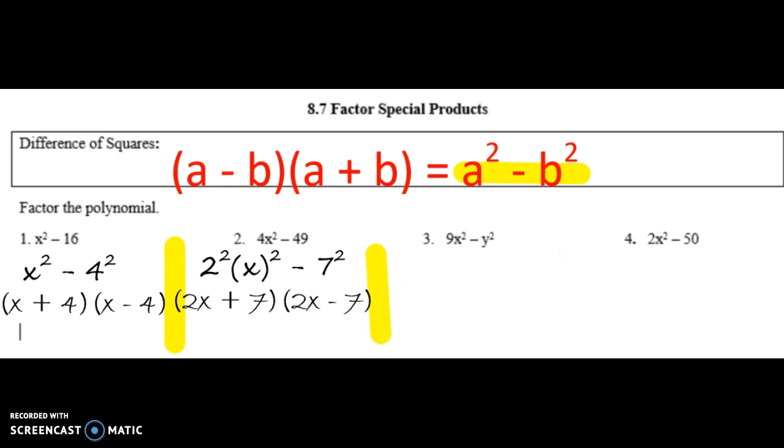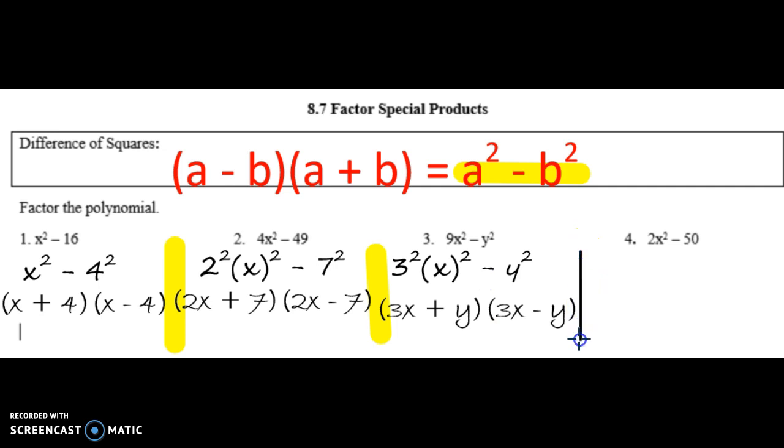And then next, I've got 9x squared and y. So 9 is a perfect square, so that would be 3x squared. And then I've got x squared minus y. Well, again, we can divide that up into 3x plus y and 3x minus y. Okay, well, that's a different line.